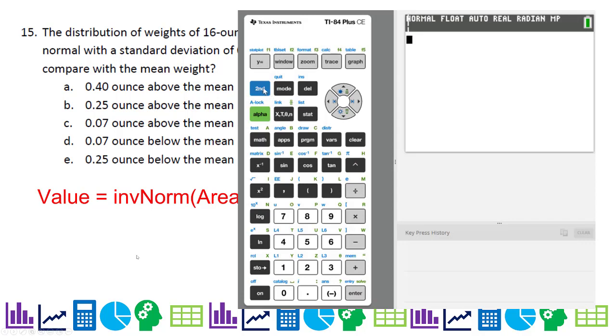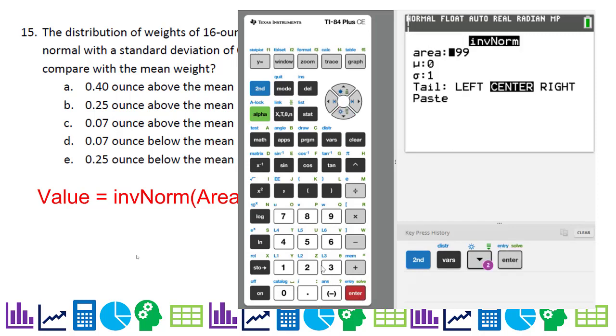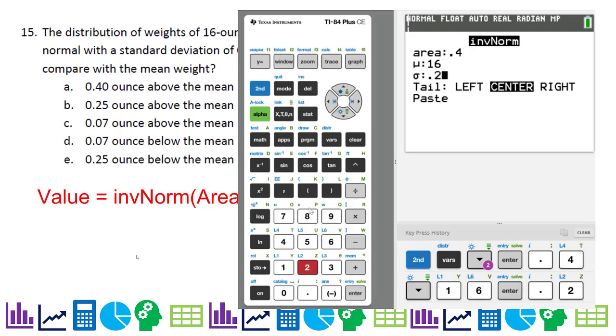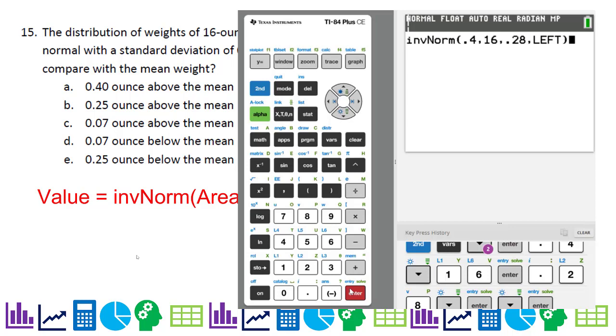So to find the value on the calculator, we hit second distribution, and instead of doing normal CDF, that's probability, we're doing inverse norm. And we want our area to be 0.4. Our mean is 16. Our standard deviation is 0.28. And we want the left area because it's in the 40th percentile. And hit enter. And voila, 15.93.